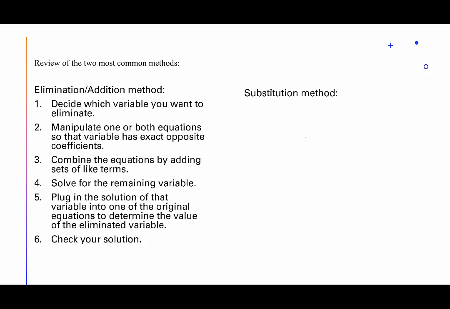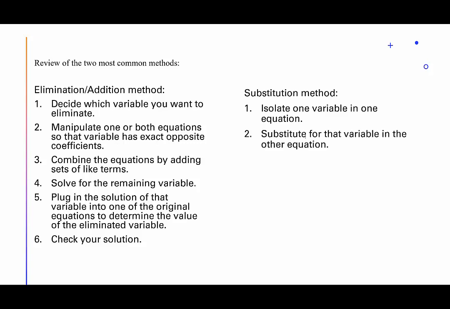The other method that's really common to use is the substitution method. For the substitution method, we want to isolate one variable in one equation. So either get x by itself in one equation or get y by itself in one equation. Then substitute for that variable into the other equation. So once you have x isolated, it's going to say x equals blah, blah, blah. Take the blah, blah, blah and plug it in for x in the other equation. You now have an equation in one variable.